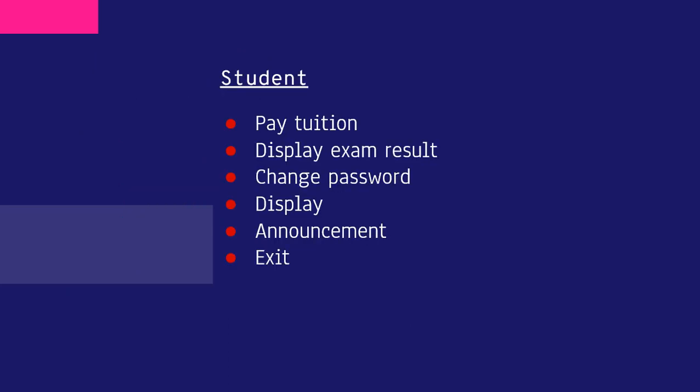The next is for students. We have pay tuition. If you have already paid, the system will show that you have already paid this term's tuition, and otherwise it will ask you whether you want to pay now or not. If you are a scholarship student, the system will show that you don't need to pay.